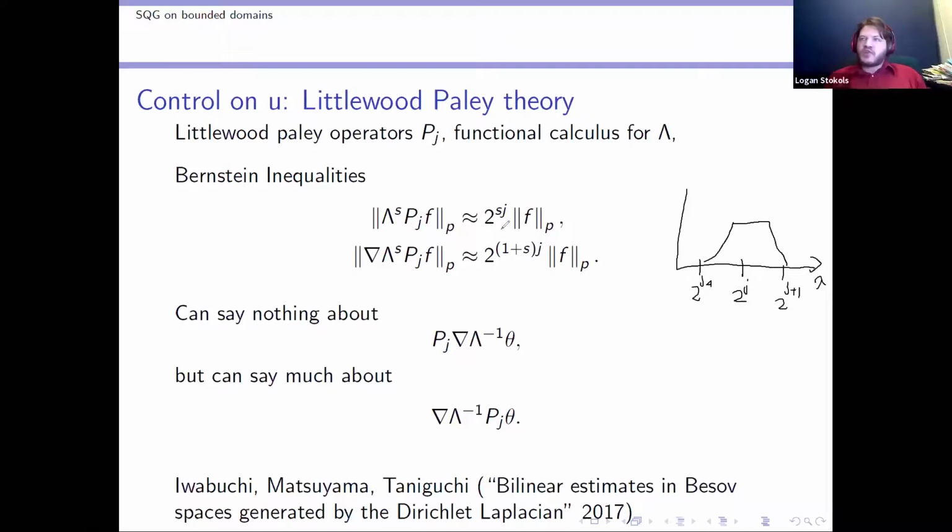It causes the large frequencies to get very large because this 2 to the sj will be large, and it causes the low frequencies to get very small because this 2 to the sj will be small. And similarly, if you have the gradient mixed with some fractional Laplacian, you get the same result. Derivatives behave as you expect. They make the large frequencies big and the small frequencies small.